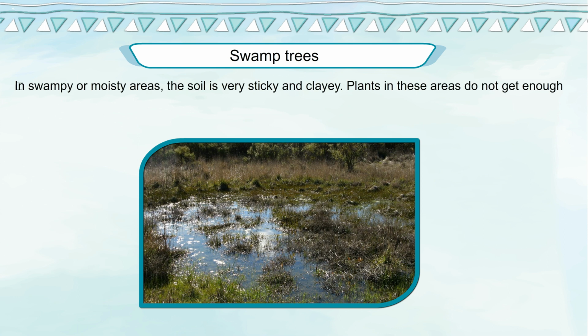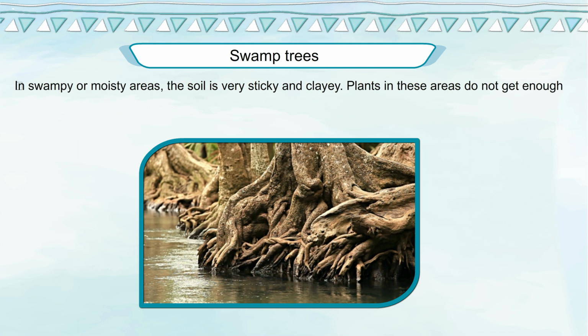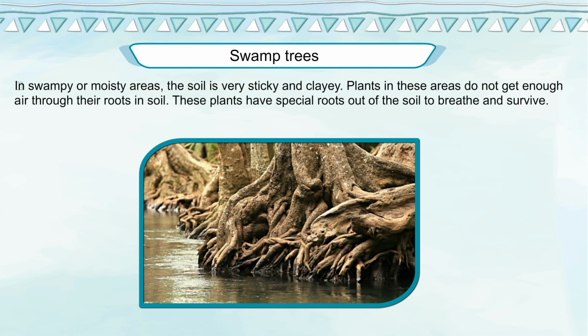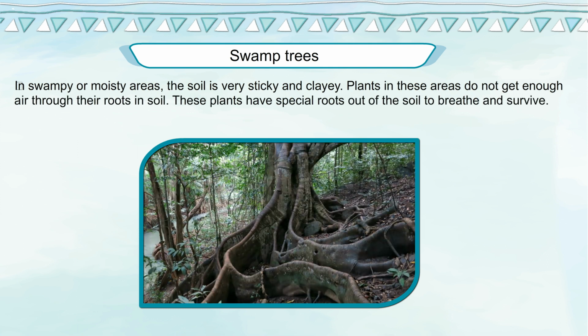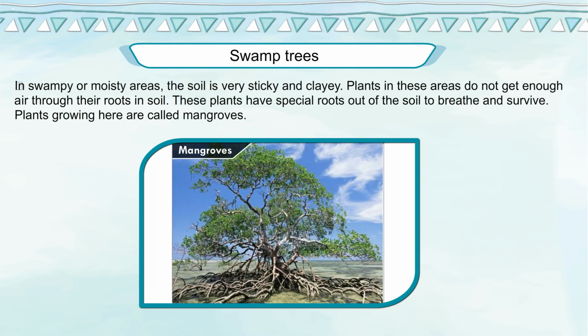Swamp trees. In swampy or moist areas, the soil is very sticky and clay. Plants in these areas do not get enough air through their roots in soil. These plants have special roots out of the soil to breathe and survive. Plants growing here are called mangroves.